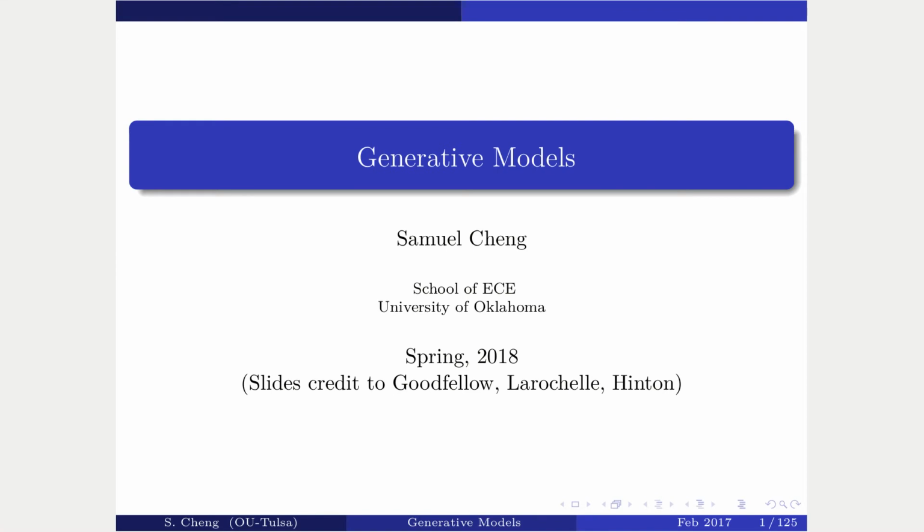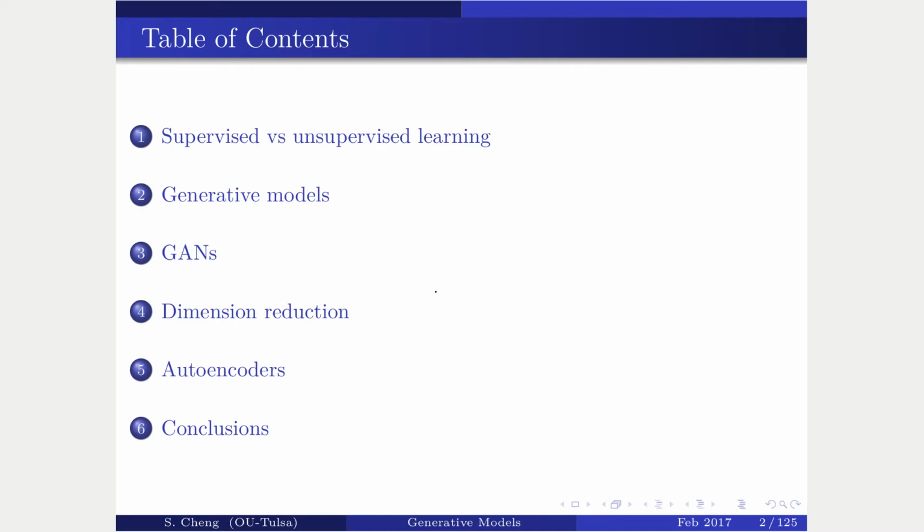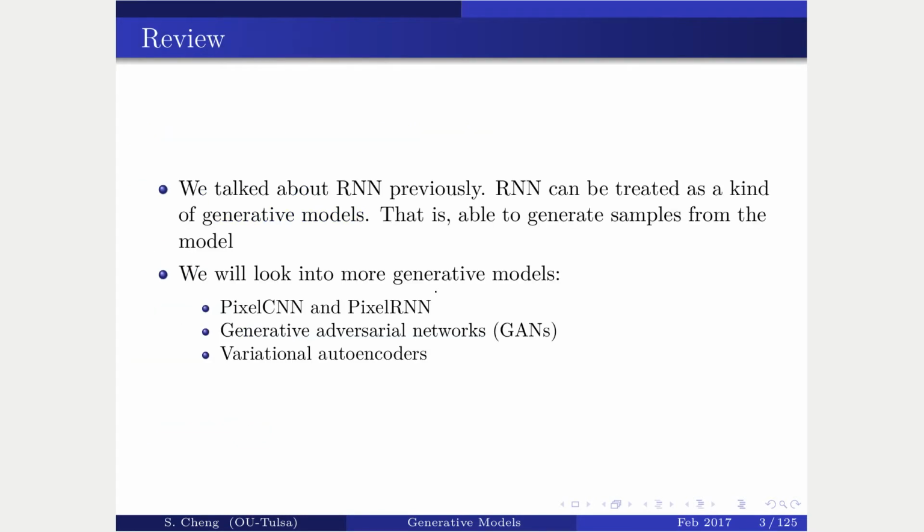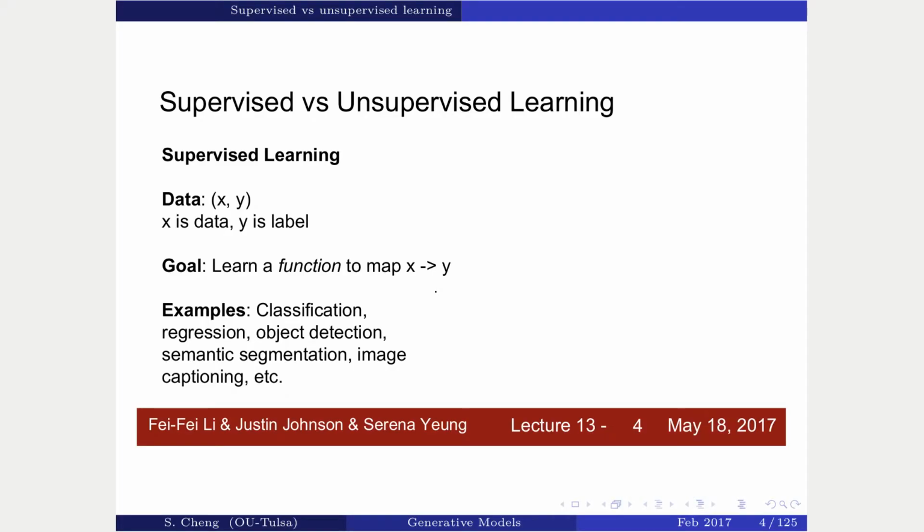So we're going to talk about generative models, and in particular, we'll talk about GANs. That probably will cover quite a bit of GANs today. We just talked about RNN, and you can think of RNN as a generative model also, right? Because we can use that to generate language, and generate text and code and so on. We will look into more generative models.